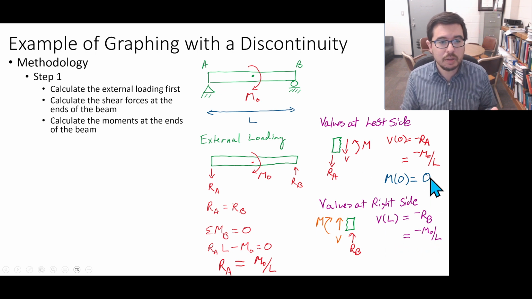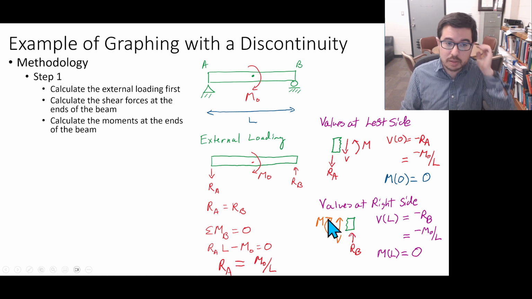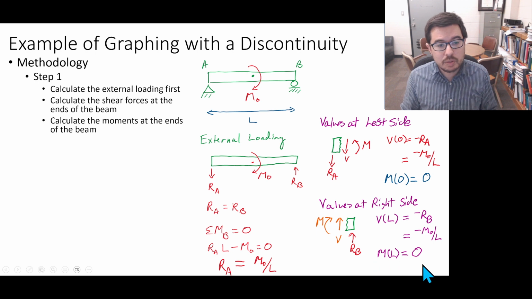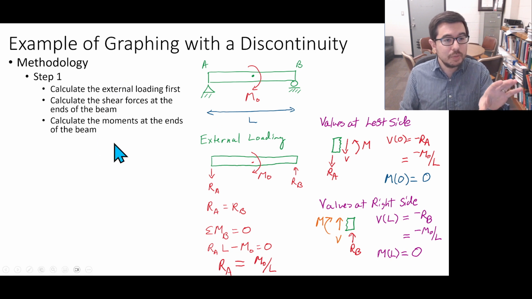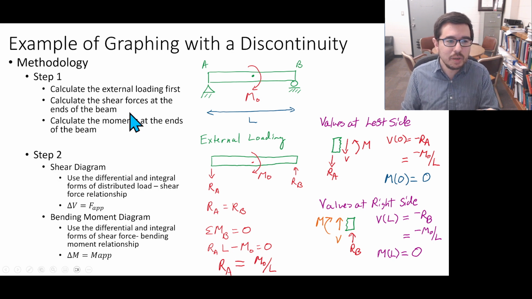Similar to what we had on the left side, when we do analysis for the bending moment, we see that there's nothing contributing bending moment here besides this internal bending moment, and so that's going to be equal to 0. Now, that concludes step 1 of our methodology. What should step 2 look like? Well, it's modified just slightly.